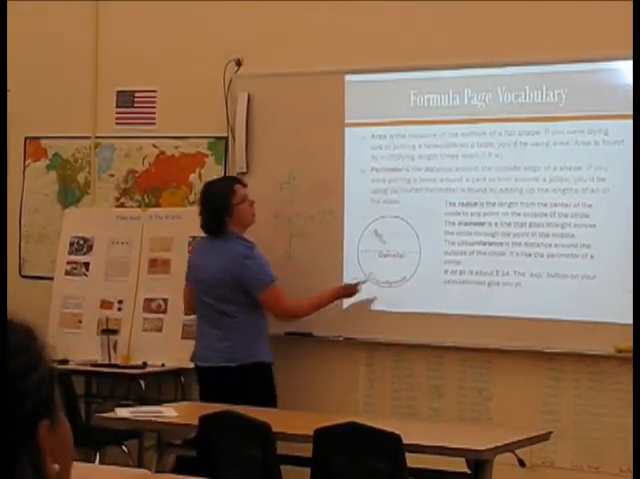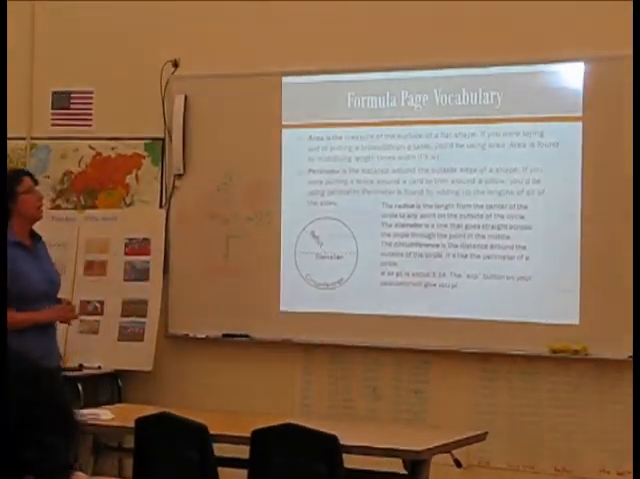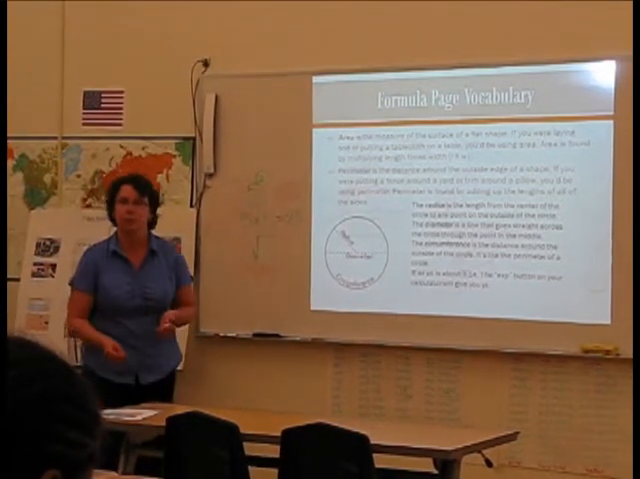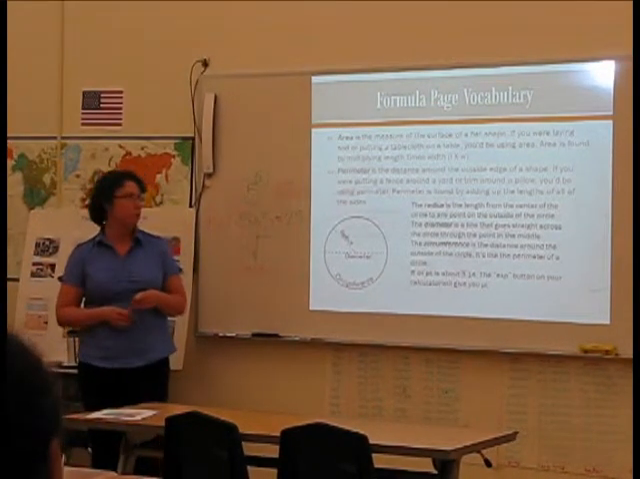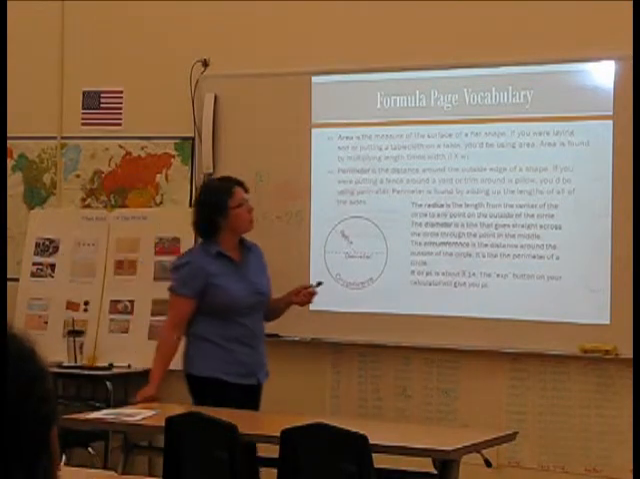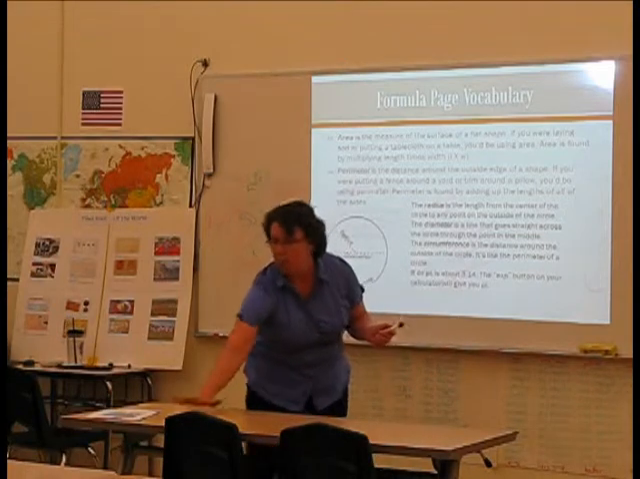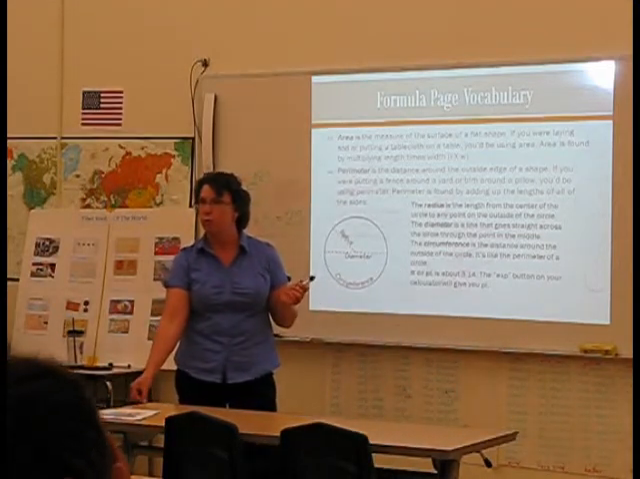Okay. Formula page vocabulary. Area and perimeter, you want to know. You have a formulas page on the math test, so you don't have to memorize these formulas. Thank goodness for that. Area is the measure of the surface of a flat shape. Like this table, this is the area. It's what would be on top if we had a tablecloth or we wanted to resurface it.